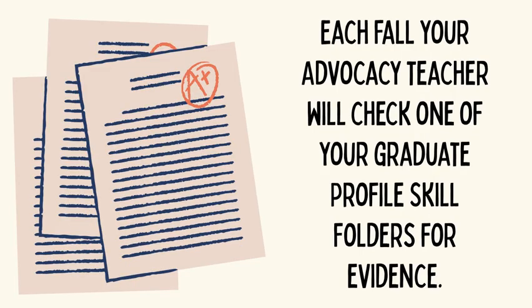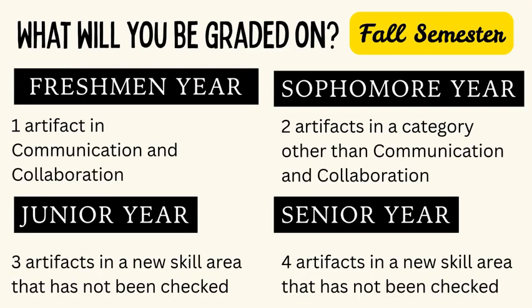Each fall, your advocacy teacher will check one of your graduate profile skill folders for evidence, and then you're going to receive a pass or a fail. So what will you be graded on in the fall semester?